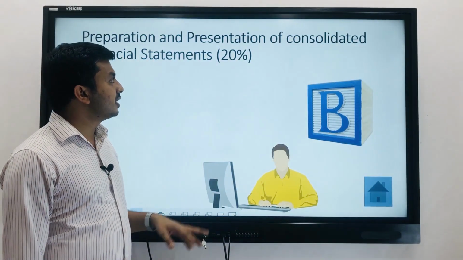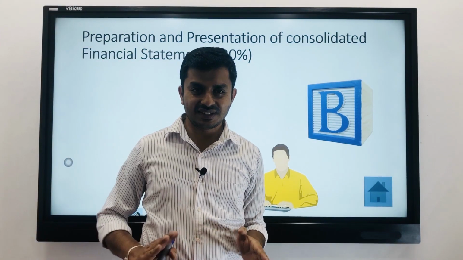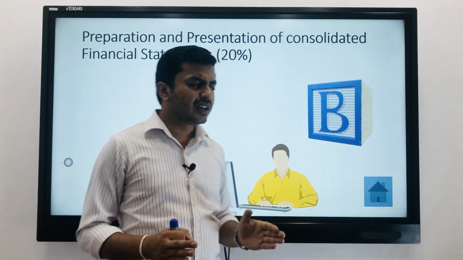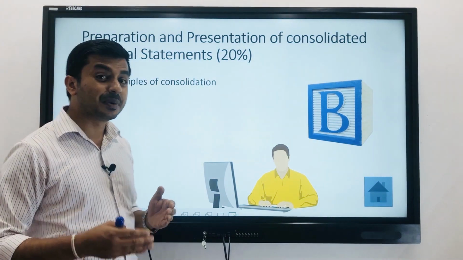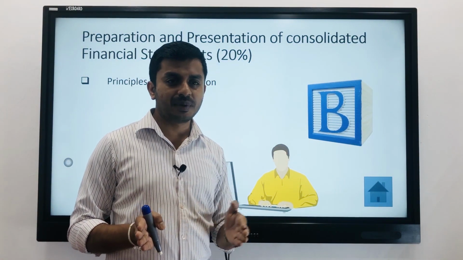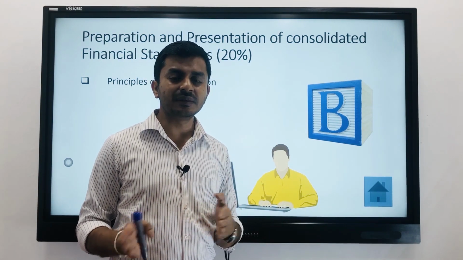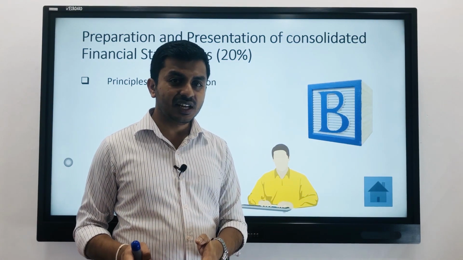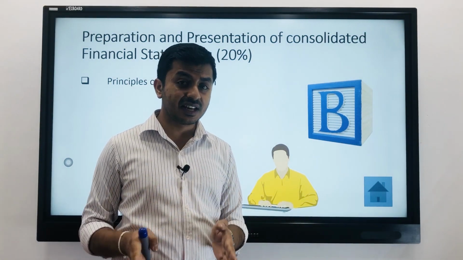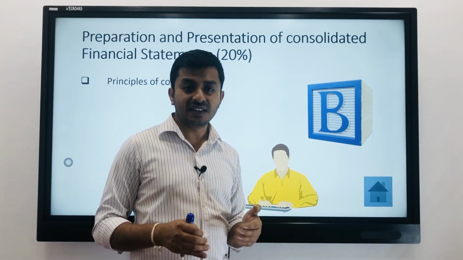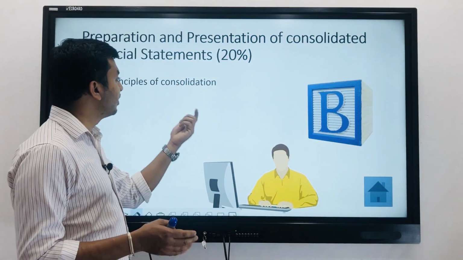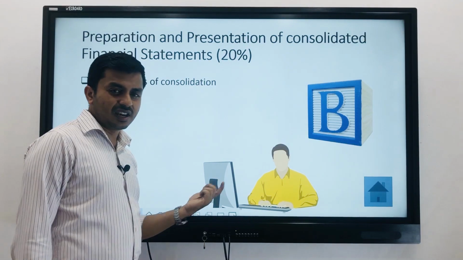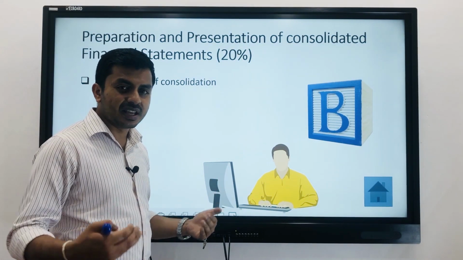And Part B discusses the preparation and presentation of consolidated financial statements, which is a very interesting part, which has 20% coverage in your syllabus, right? So under consolidated financial statements, we are going to discuss the principles of consolidation. There is a range of standards that we need to cover, especially separate financial statements. There's a separate standard for that, and for investment in associates, SLFRS 3 business combinations, SLFRS 10 consolidated financial statements, and SLFRS 11 for joint arrangements. Those standards will cover the basic principles, and once we are done with all the related standards, you will be familiar with consolidated financial statements.